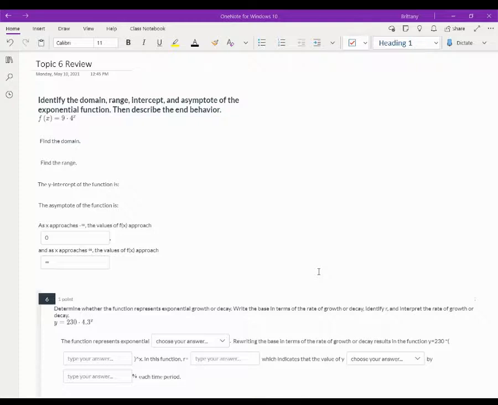The domain of the function is all real numbers. So you can do this double bar R, or you can say all real numbers. It goes forever to the left and forever to the right. The range, our graph looks something like this. Our range only goes as low as this value right here. So our range is 0 to infinity, or y values that are greater than 0.